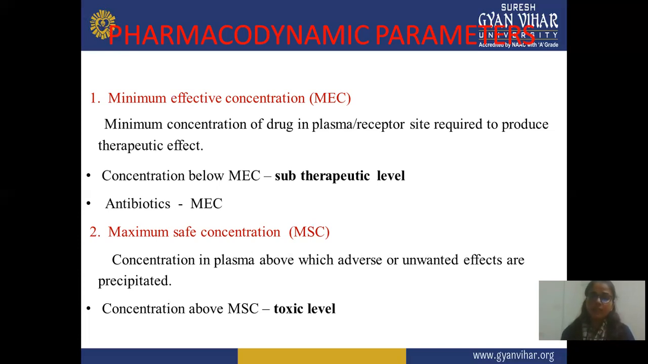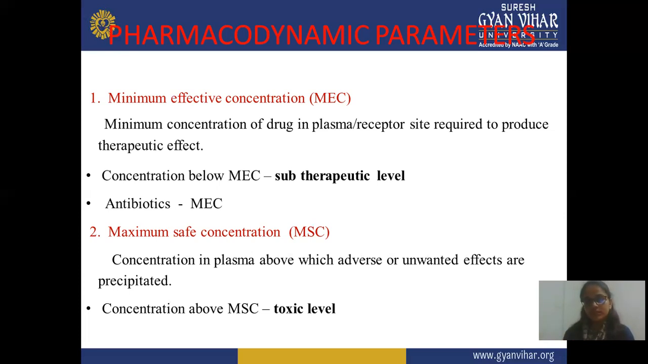After the minimum effective concentration, the next parameter is the maximum safe concentration. It comes just after the minimum effective concentration, because below the MEC there is the subtherapeutic level, and after the MEC there is a next level which has more concentration, more drug present in your plasma or in your body. This is known as the maximum safe concentration. Above this, toxic or unwanted effects may be produced.